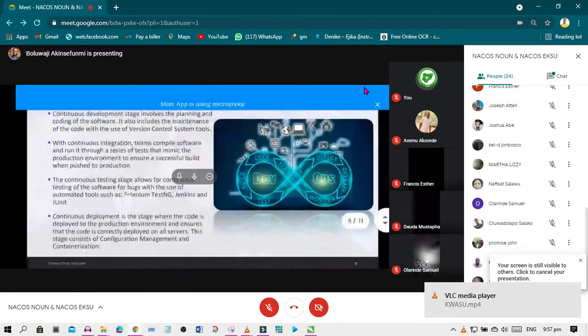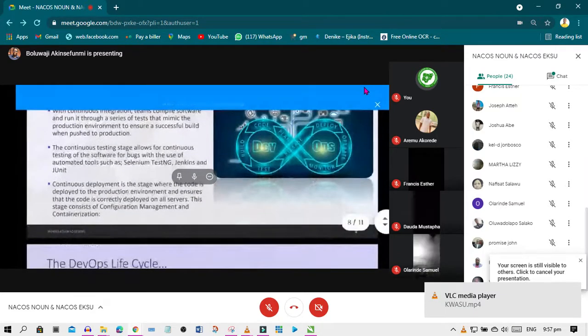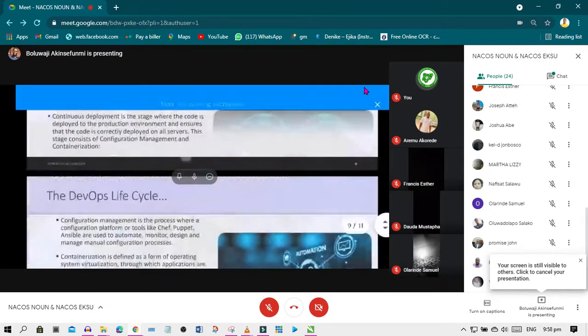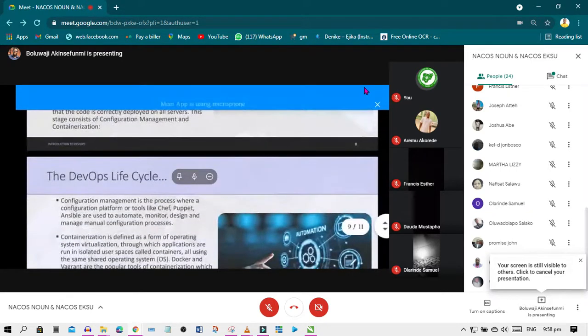Now going down to continuous deployment. In continuous deployment, this is the stage where the code is deployed to the production environment and ensures that the code is correctly deployed on all servers. This stage consists of your configuration management and containerization. Before I talk about containerization, let me quickly give a brief definition of configuration management. I said manager, please pardon me.